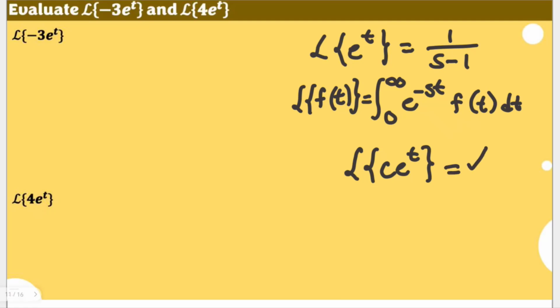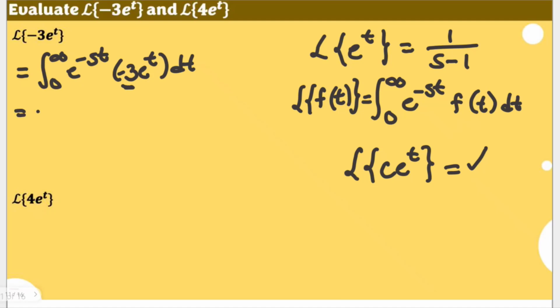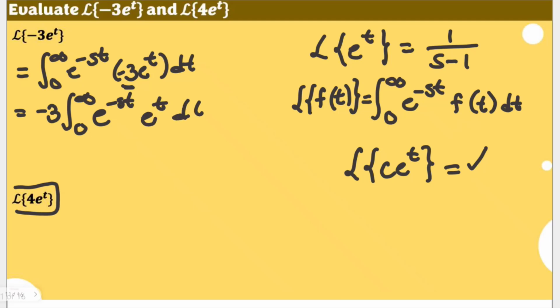So let's start with the Laplace transform of negative 3 e to the power of t. Again, this will follow the formula: the integral from 0 to infinity of e to the power of negative st, then your function here, negative 3 e to the power of t dt. Now, since this is a constant, we can always take it out. The integral from 0 to infinity of e to the power of negative st, then you have e to the power of t dt.